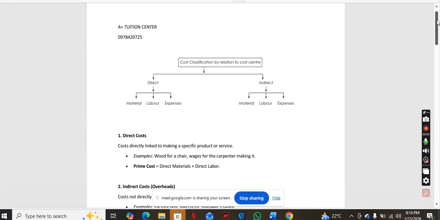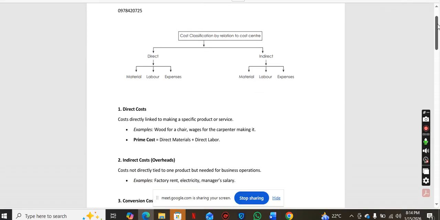How we classify costs in cost and management accounting. Right, so first we've got cost classification by relation to the cost center. Remember, a cost center is where the manager of that center or department tabulates the costs. It's a part of the business where costs are incurred, basically. Like a factory is a good cost center.